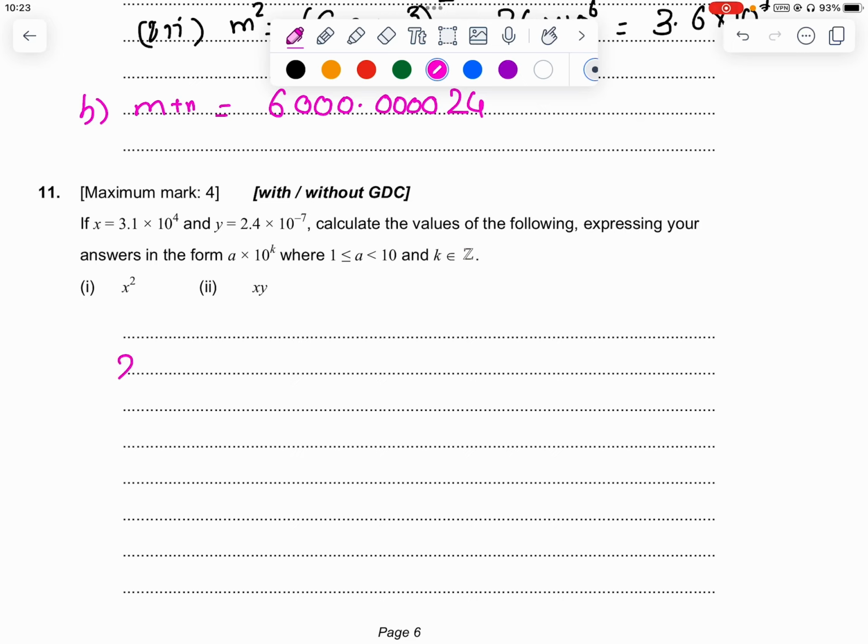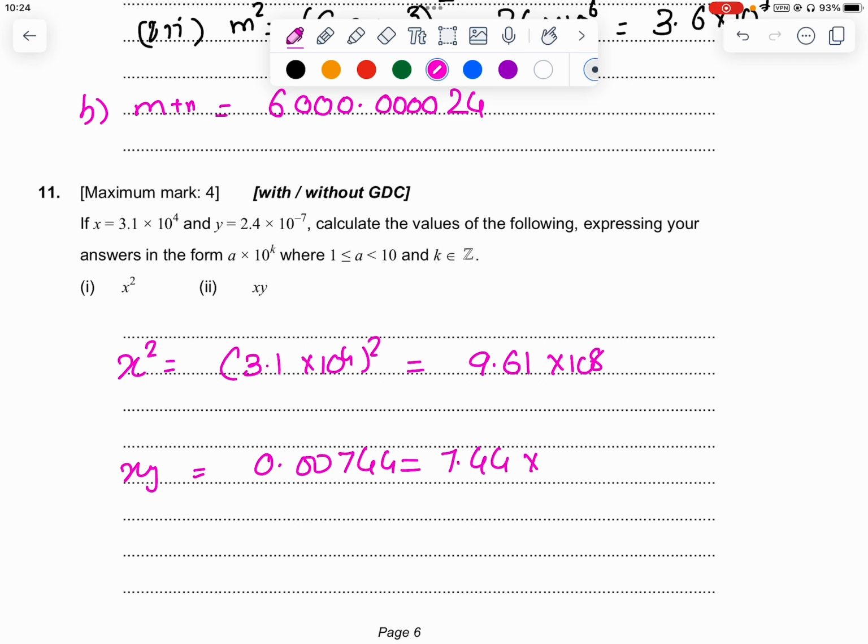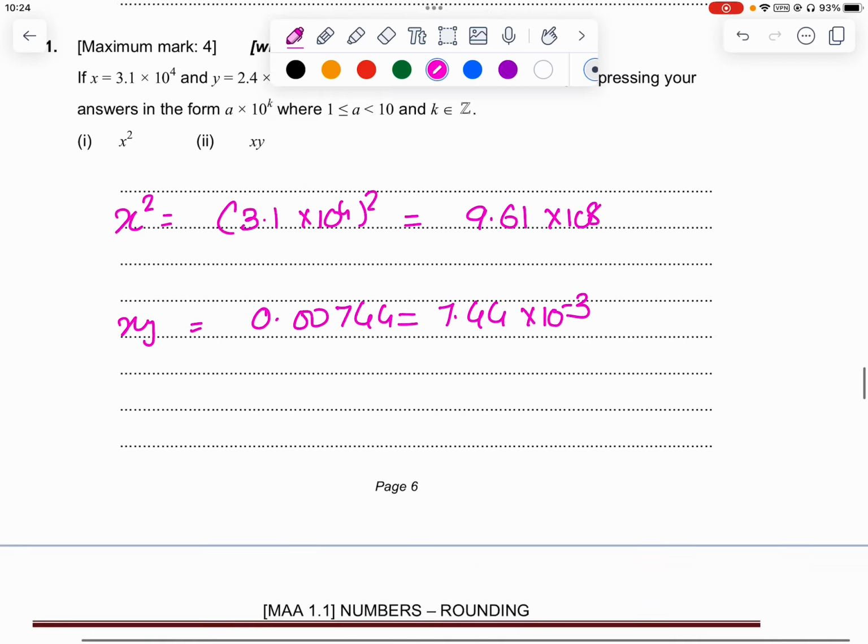So X square. X square is 3.1 times 10 power 4, whole square, which is 9.61 times 10 power 8. XY, so 0.00744, which is 7.44 times 10 power negative 3.